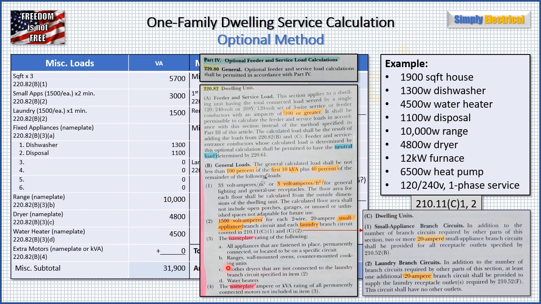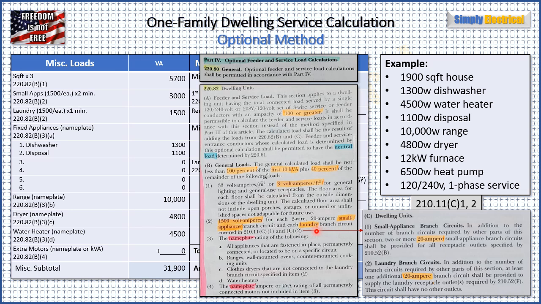Okay, next, C, we got clothes dryers that are not connected to the laundry branch circuit specified in item 2. So you got your dryer, nameplate, 4,800 watts right there. 4,800 watt dryer, just put 4,800. Again, we do not go to the dryer table and take any kind of demand factor. We just take the nameplate. And it says only dryers that are not connected to the laundry branch circuit specified in item 2. Item 2, of course, is the laundry branch circuit we already talked about.